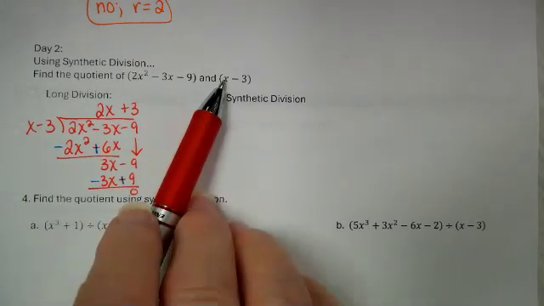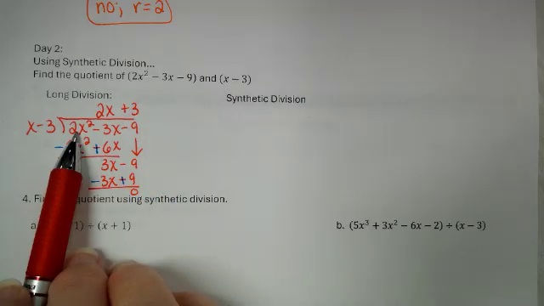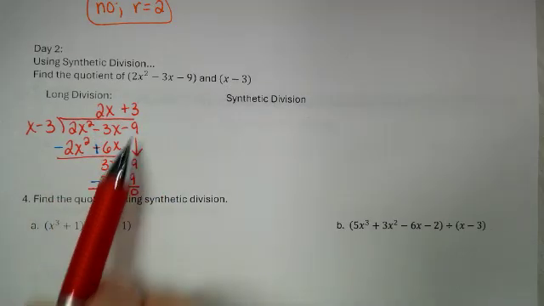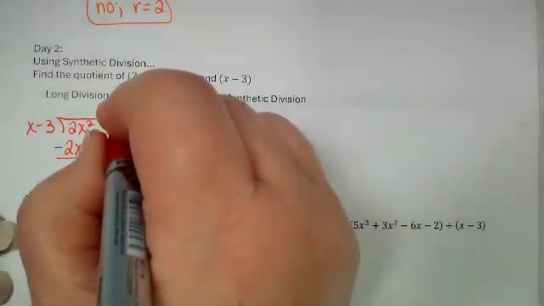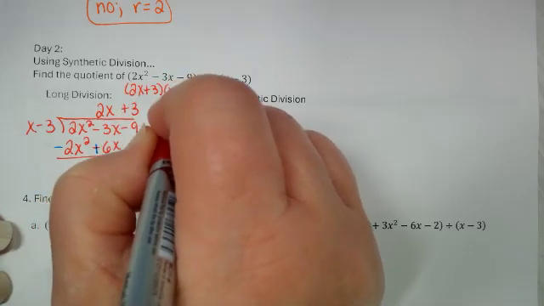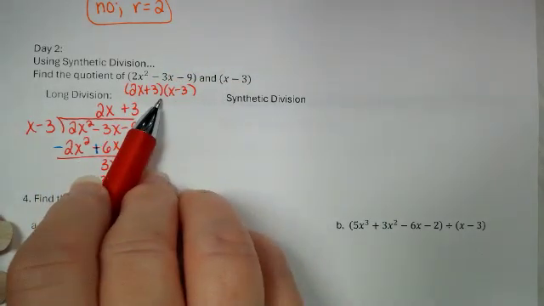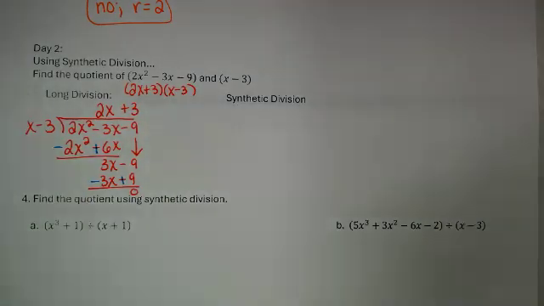So guess what that means? x minus 3 is a factor of 2x squared minus 3x minus 9 because the remainder was 0. So this actually factors to be 2x plus 3 times x minus 3. That was extra. Now I'm going to teach you about synthetic division.